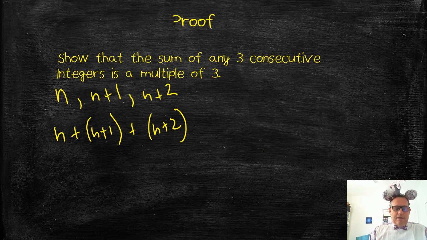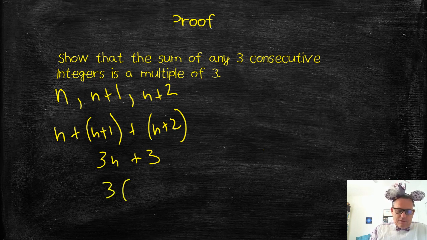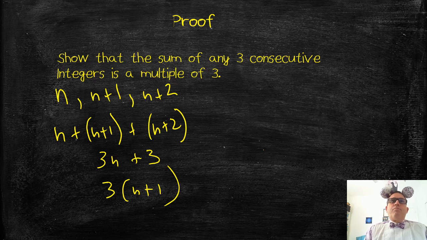Now how can I show this is a multiple of 3? Well, let's simplify here. n plus n plus n is 3n. 1 plus 2 is 3. So is this a multiple of 3? Well, we can sort of see that it is, but when we finish our proof, we have to make it explicit. If we want to prove something's a multiple of 3, we need to write it as 3 times something. Well, we can factorize, can't we? We can bring out a 3. 3 times (n plus 1). That is a multiple of 3. It's 3 times something.